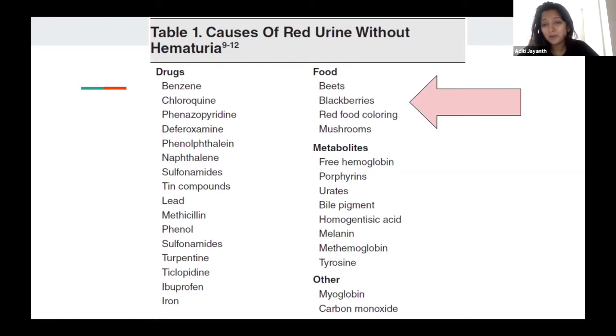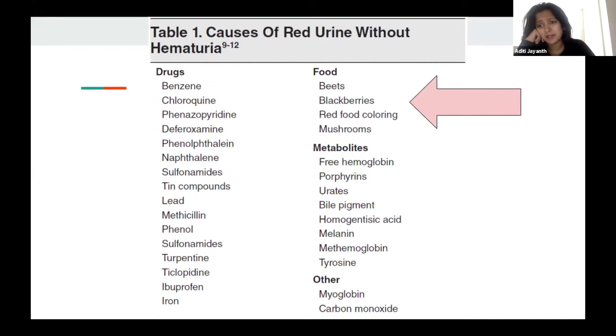Foods are probably one of the biggest reasons. Food and myoglobin stand out in my mind as probably the biggest reasons that I can say clinically that children have had red urine without hematuria. So introduction of beets and blackberries, things with red food coloring, which, if you really think about it, is almost everything. Tylenol, Motrin, pretty much everything has red dye 40 in it. So just something to think about. Mushrooms as well can cause it.